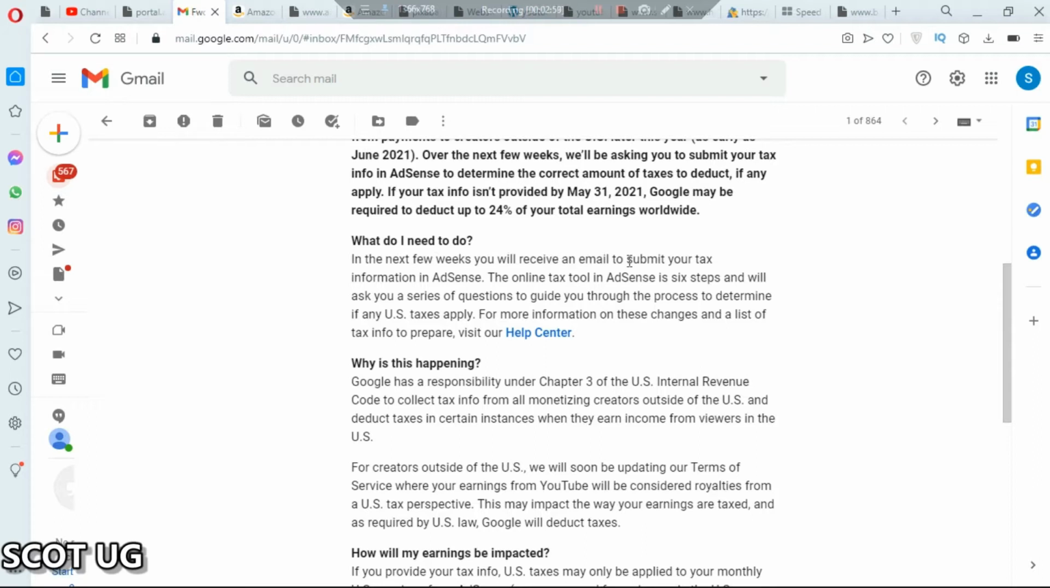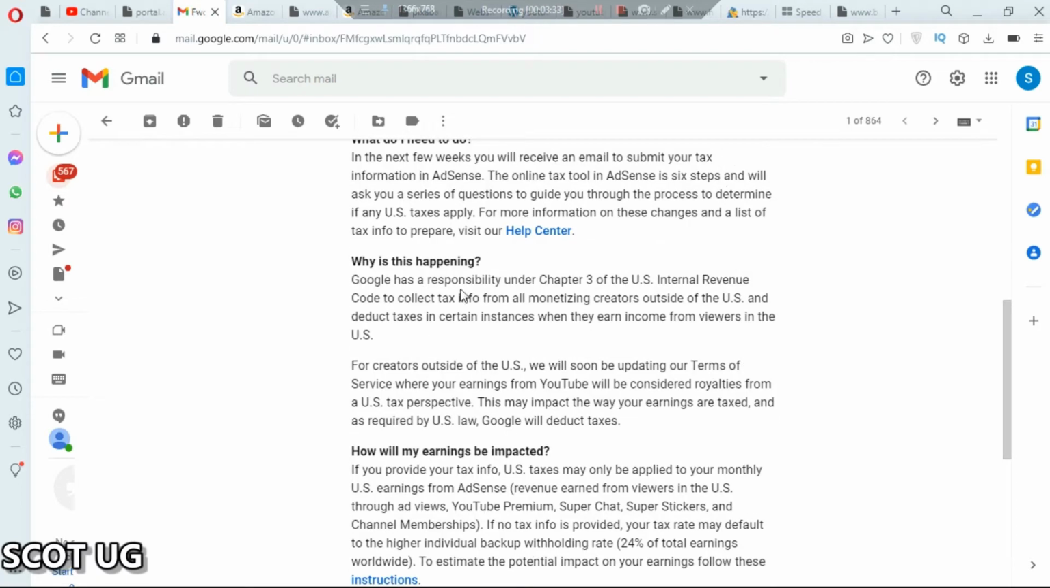In the next few weeks, you'll be receiving an email to submit your tax information in AdSense. The online tax tool in AdSense is 6 steps, and you'll be asked a series of questions to guide you through the process. When you log into your AdSense account, they will give you a form which you need to fill in. It will be 6 steps.